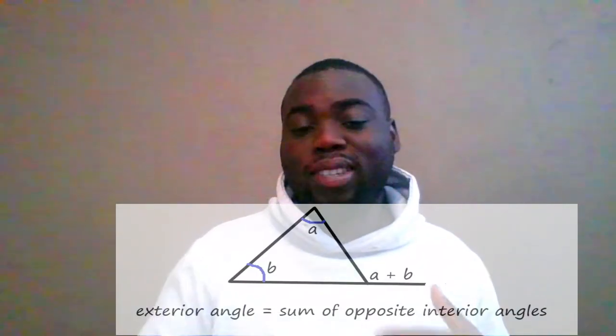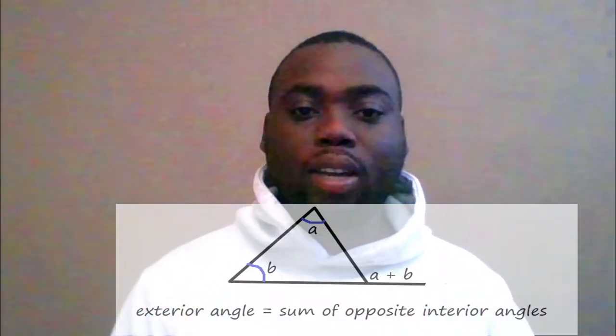Okay, so to prove this theorem, we have to use another theorem. The theorem we're going to be using is: the exterior angle of a triangle is equal to the sum of the interior opposite angles. Now, it's very important that you know how to use that because you're going to use it in this particular theorem. So let's get into it. Let's get into the theorem right now.